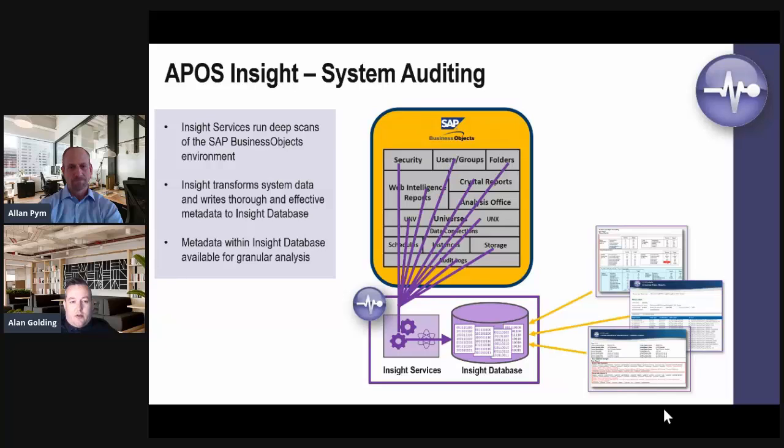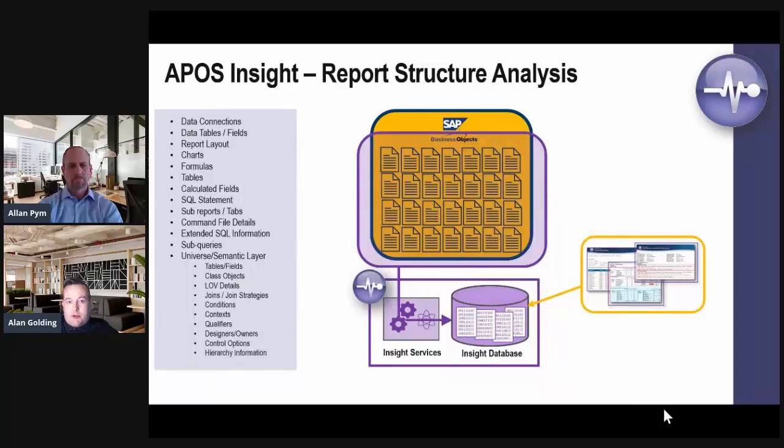Yeah, certainly. So APOS Insight is a solution we provide for system auditing and monitoring. Some of the things we can do is extract metadata about the facets of Business Objects for auditing purposes, things like security, reports and folders and so on. We store that in a repository database so that it's easier for end users to do granular analysis on Business Objects. Some of the key detailed information that we capture on report structure specifically are listed here to the left-hand side. So we get quite in-depth information on these reports.